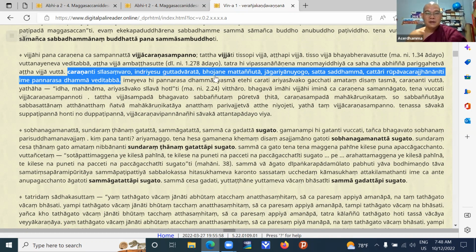Then Bhojane Mattannuta, that is also very important. If we take too much, we cannot practice well, so we have to take food moderately. Then Jagariyanuyoga, making effort generously. Then the seven kinds of saddhamma. What are those seven? Do you remember?